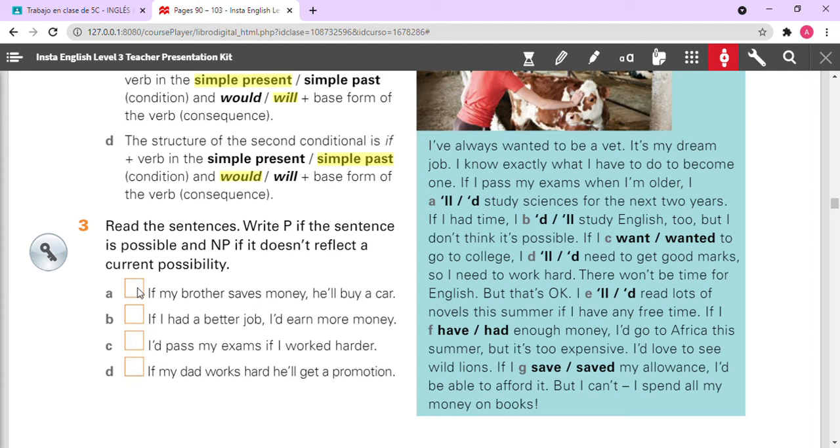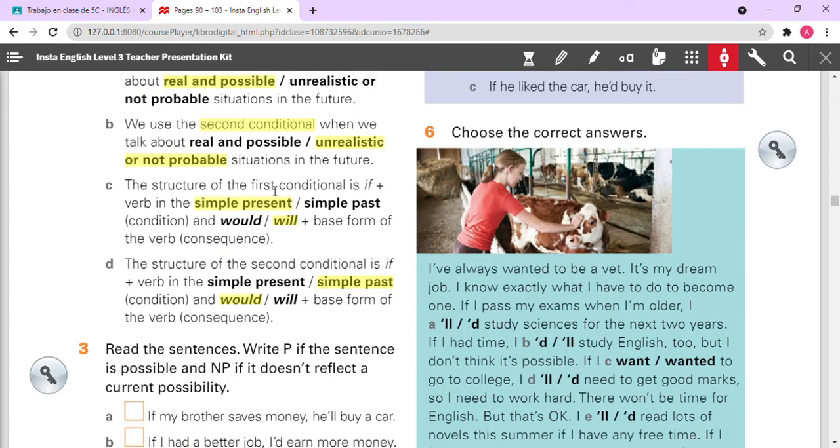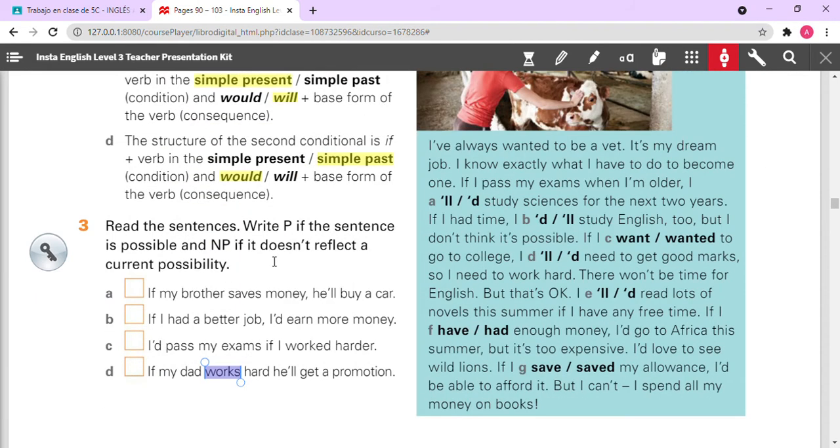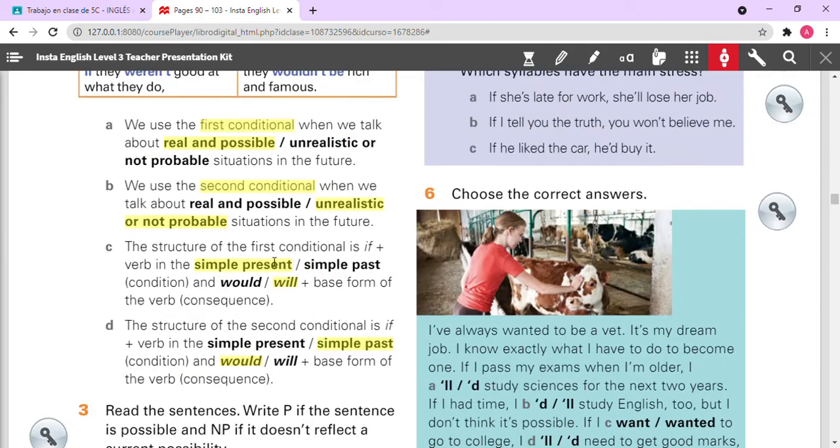Possible. Excellent. How do you identify if that is possible or real? Because of the verbs. In the simple present, real situation. In the past, no real situations.